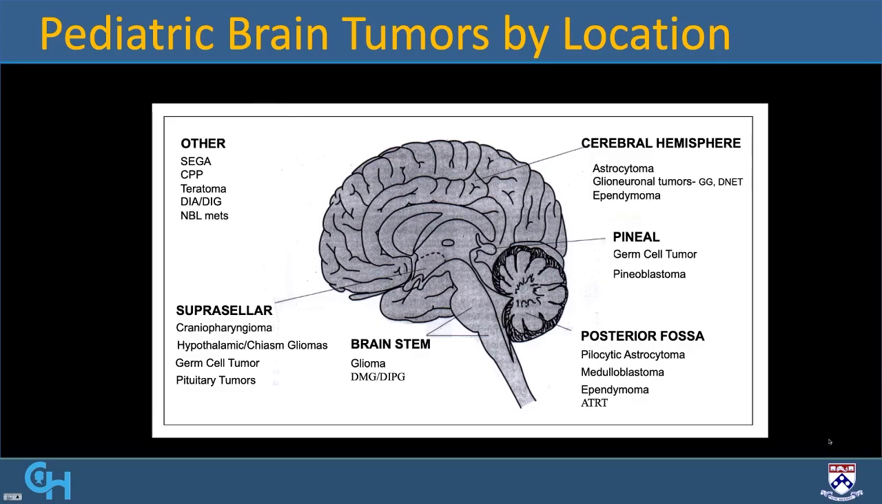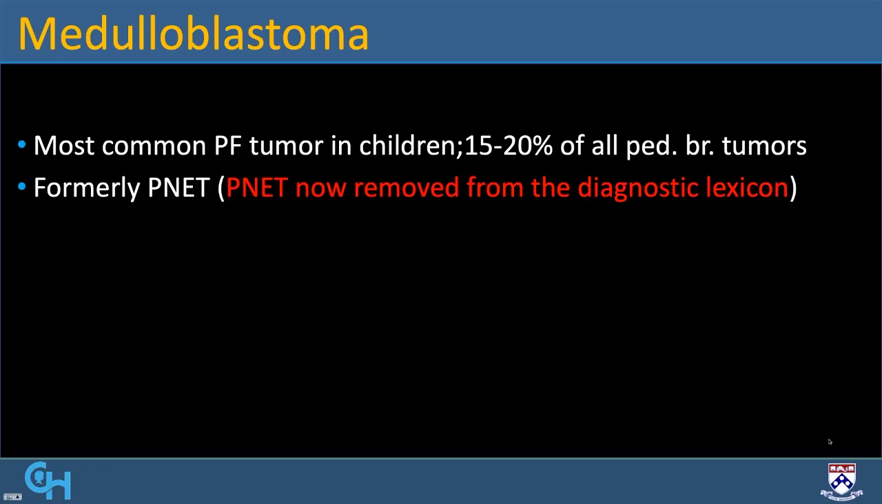So let's start our journey with the posterior fossa tumors. The first among this is going to be medulloblastoma. This is the most common posterior fossa brain tumor in children and accounts for about 15% of almost all pediatric brain tumors. This used to be formerly known as primitive neuroectodermal tumor, or PNET, and this terminology of PNET is now removed from the diagnostic lexicon after the 2016 revision to WHO brain tumor classification.